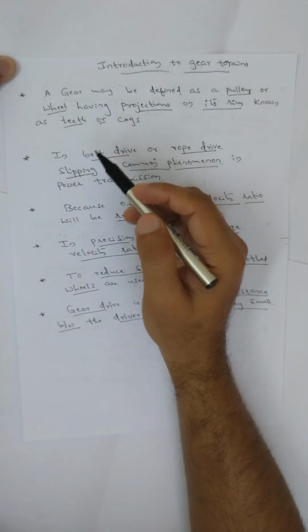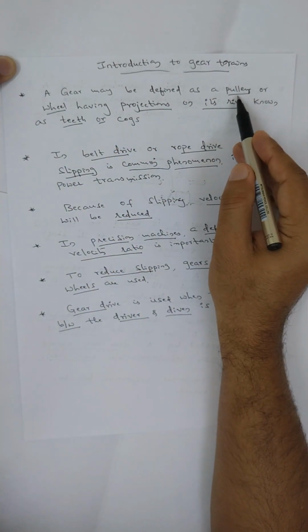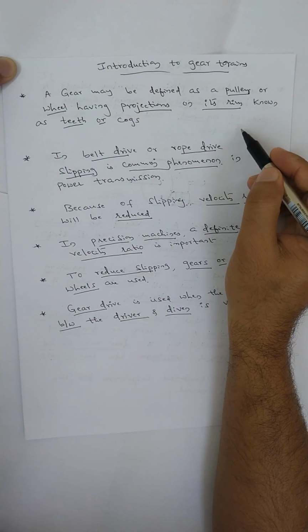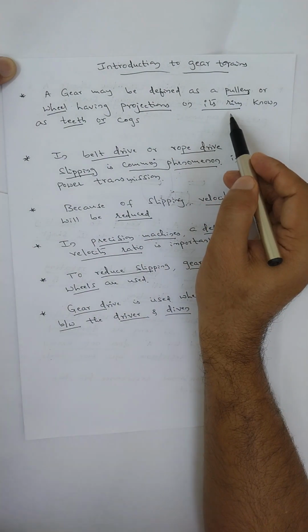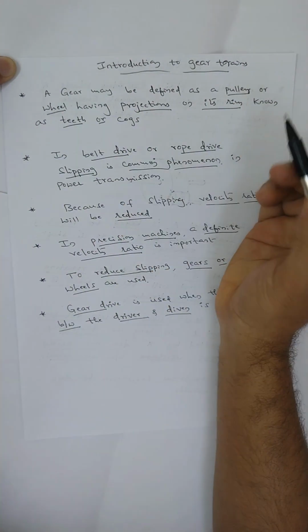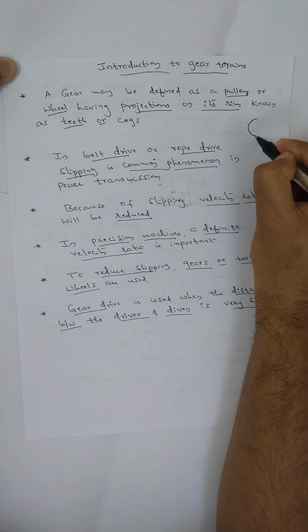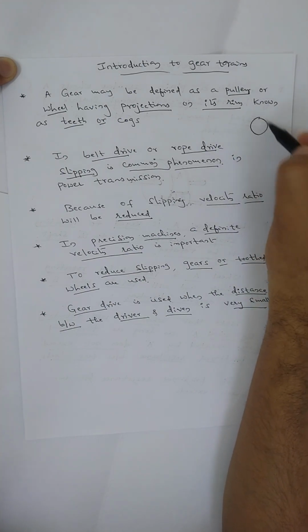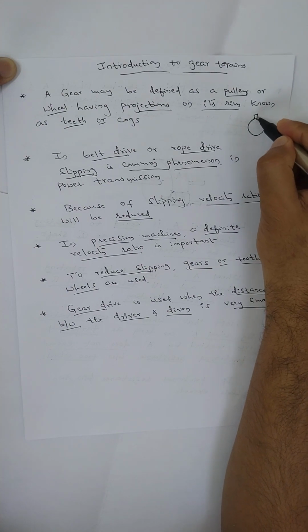If you come to the definition, a gear may be defined as a pulley or a wheel. It is a plain pulley or a wheel having projections on its rim known as teeth. Just to give one example, this is just like a pulley or wheel. It is plain on the periphery, and it has projections like this on its periphery.